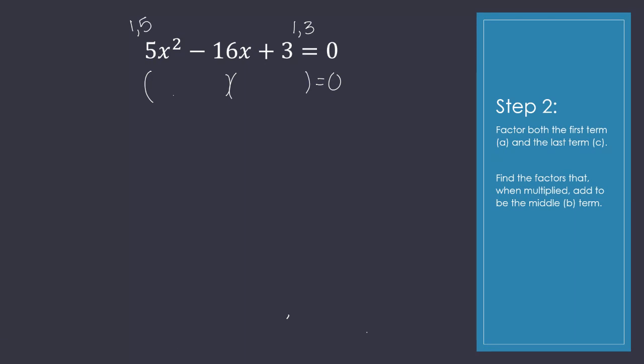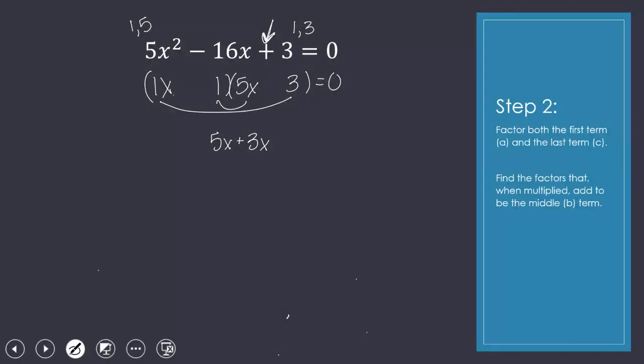So I'm just going to put them in my parentheses. I'm going to put 1x here, and I'm going to put 5x here, and I'm going to put 1 here, and I'm going to put 3 here. Let's see if we can add to make 16. So 1 times 5 is 5. 1 times 3 is 3. 5 plus 3 is not 16. So what I know is that I have gotten these in the wrong position.